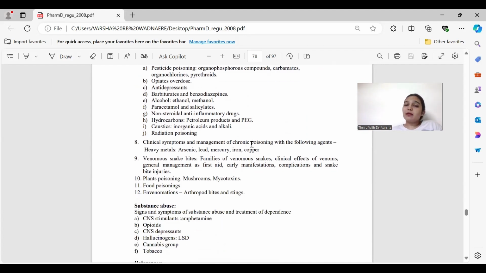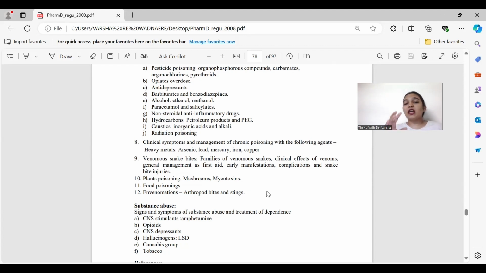Then clinical symptoms and management of chronic poisoning. Where we studied acute, now chronic poisoning, that is heavy metals: arsenic, lead poisoning, mercury, iron, and copper. And then snake bites, for venomous snakes, that is the families of venomous snakes. Then clinical effects of venoms, general management is first aid, early manifestations, complications and snake bite injuries. You'll be learning this. And plant poisoning with mushrooms and mycotoxins, food poisonings and envenomation, arthropod bites and stings.